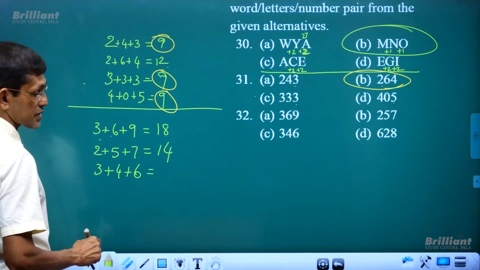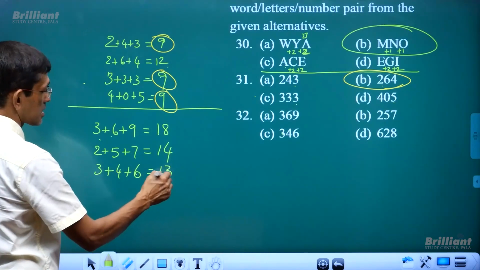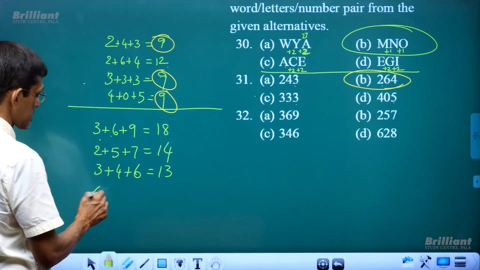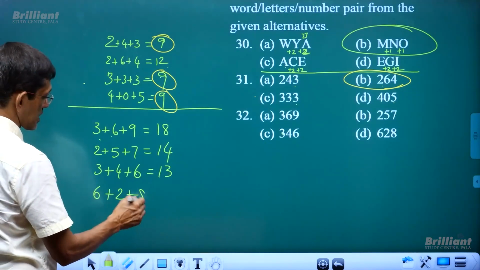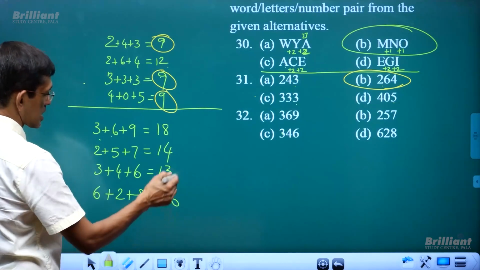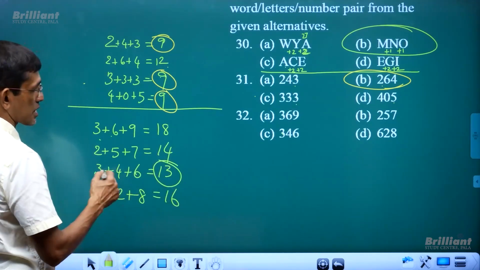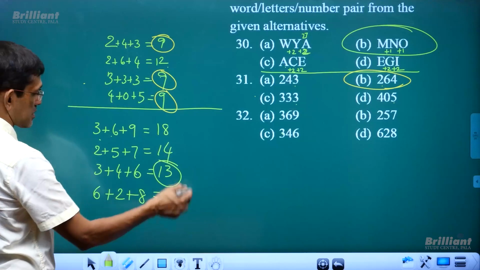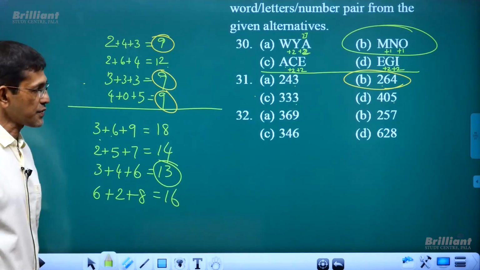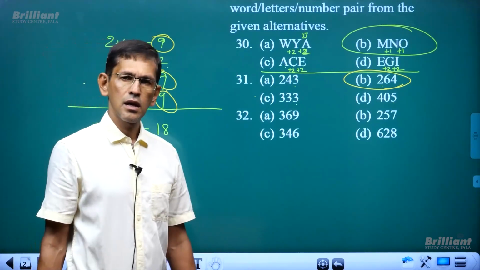How much is that, 346? Well, it's 13. And 6 plus 2 plus 8, that is 16. So, except this one, 346, all of them are what? Even numbers when you add the digits. So, 346 is the answer here.